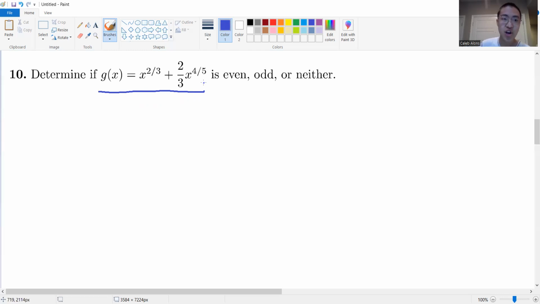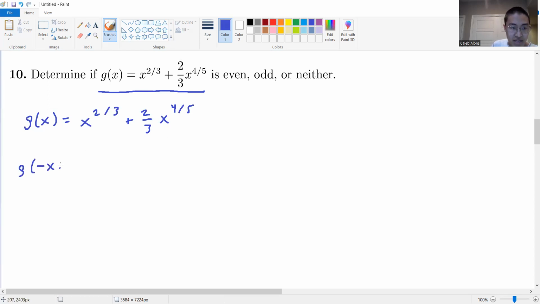Even though we might not necessarily know what the graph looks like, I definitely couldn't just graph this for you from memory, we can use analytical methods to determine whether it's going to be even, odd, or neither. And the first step, what is the function? Well, g is x to the 2/3 plus 2/3 x to the 4/5. And then we are going to plug in minus x into the function. That's the first step again, substitute minus x everywhere there's an x.